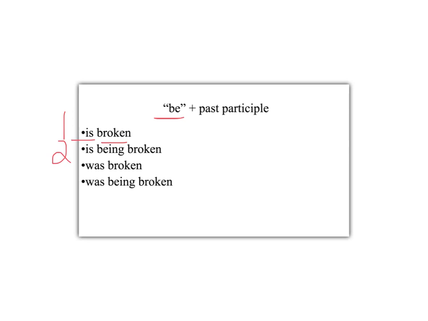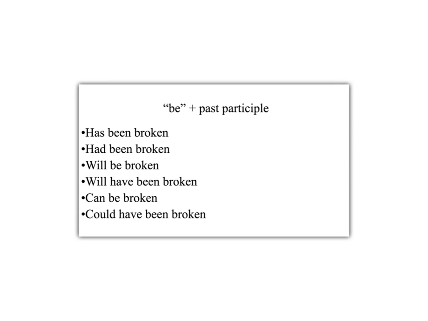In number 2, we have the present progressive form, is being broken. In number 3 here, we have was broken, which is the past form. It still has a form of to be, but it's in the past, was broken. And the past progressive, was being broken. And it can be formed in the other tenses as well.